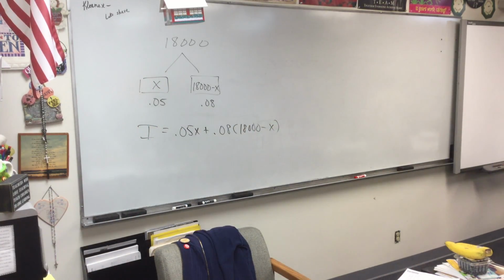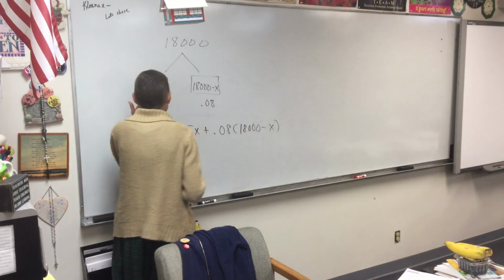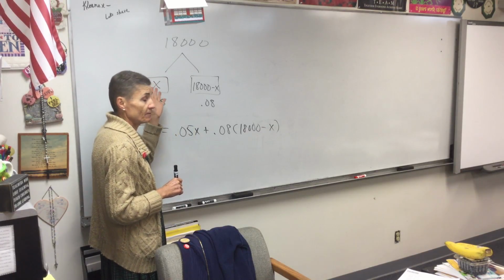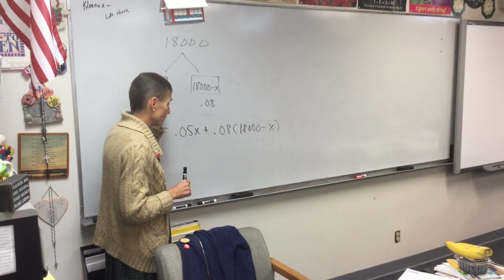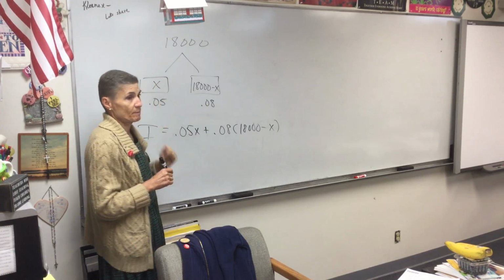Then the question says, oh, I didn't do the first part. That's B. A is, what are the possible values of X? So in other words, what's your domain? What could X be? Could X be negative 52? No. Could X be 2 million? No. What could X be?